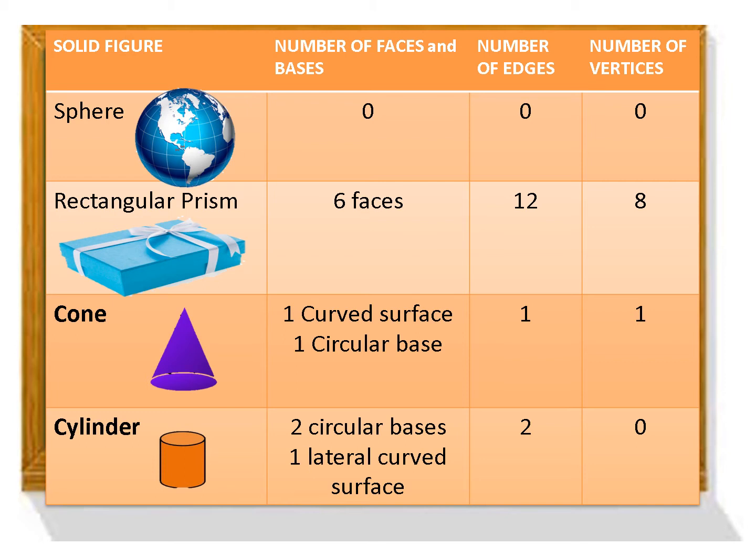Number 2 is the rectangular prism. A rectangular prism has 6 faces, 12 edges, and 8 vertices. Number 3 is the cone. A cone has one curved surface, one circular base, one curved edge, and one vertex. Number 4 is the cylinder. A cylinder has two circular bases, one lateral curved surface, two edges, and 0 vertex.